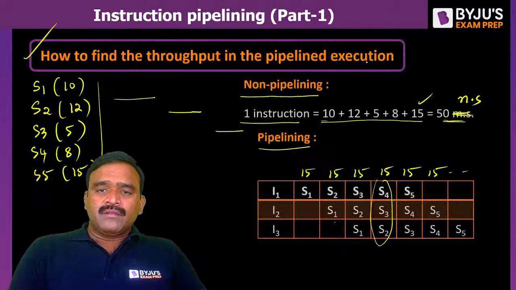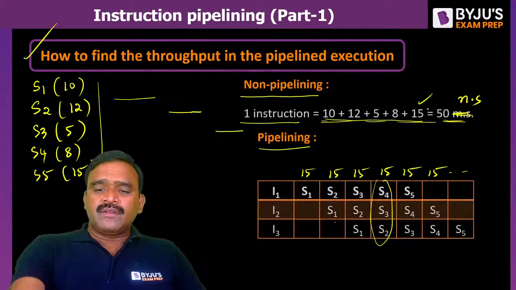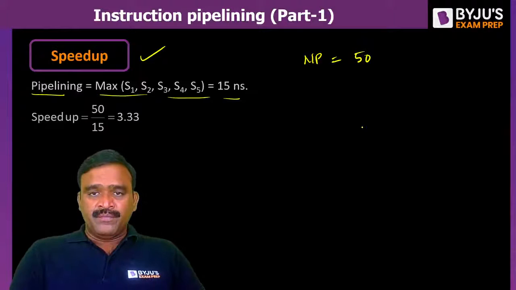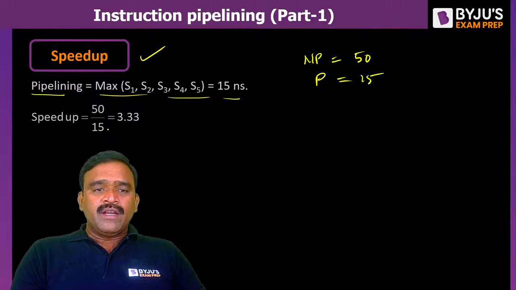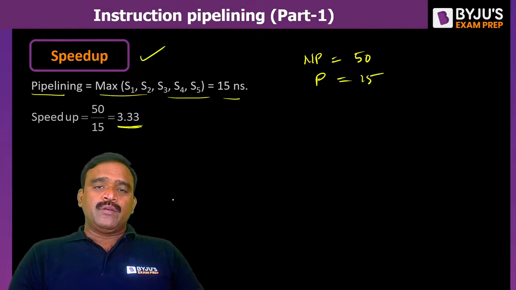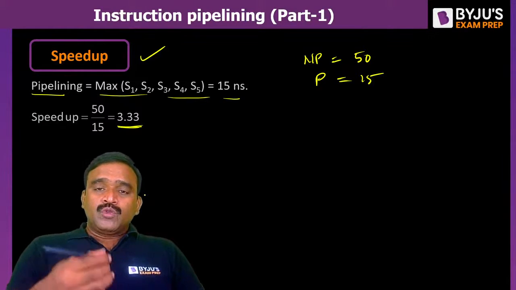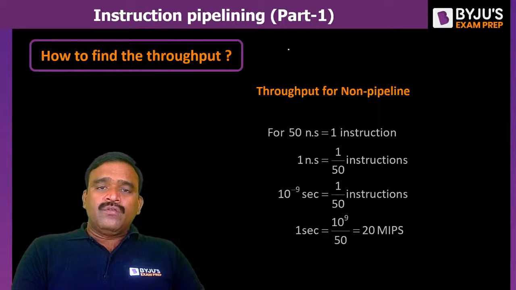Same example I am taking. So 10 plus 12 plus 5 plus 8 plus 15 is 50. Non-pipelining time is 50, pipelining is 15. So 50 divided by 15, 3.33 is the speed up. Okay, but throughput you have to find out. How to find out throughput?